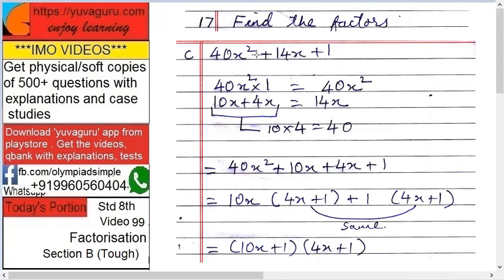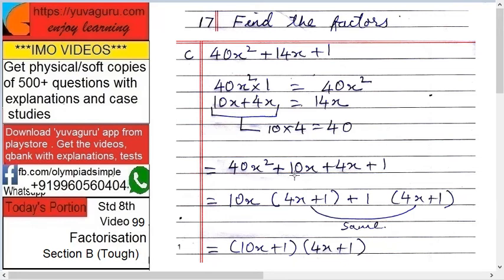Next, 40x square plus 14x plus 1. See here, 40x square plus 14x plus 1. So 40x square is first and last multiplication, 40x square into 1. So it can be 10 for the 40 and 14 is 10 plus 4, 14, right? So 10 and 4 satisfy both the conditions, multiplication of first and third and addition of second. Okay, so the expression becomes 40x square plus 10x plus 4x plus 1.